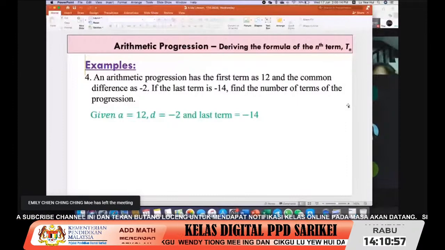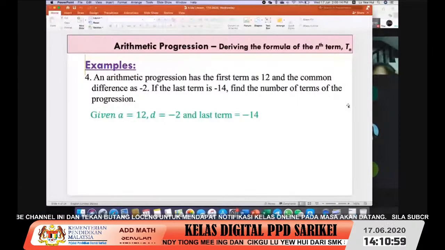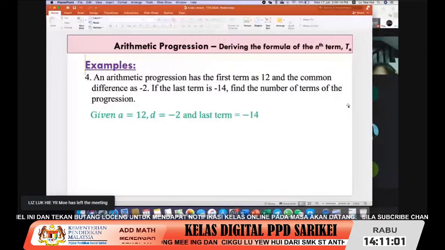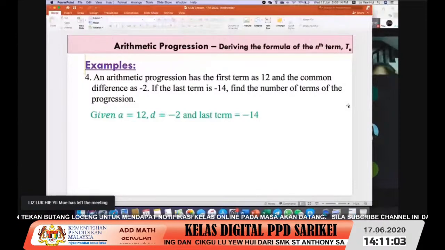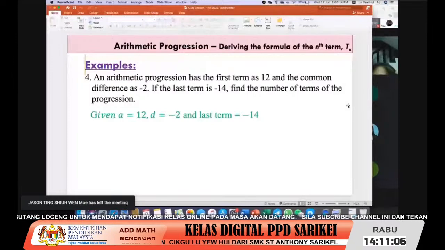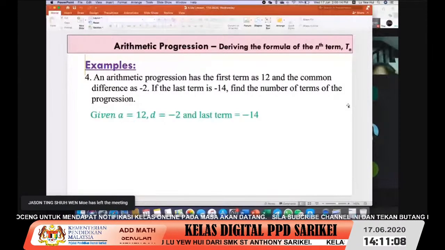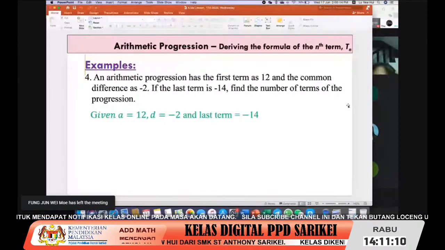Right, and the last term is negative 14, continue. Find the number of terms of the progression. All right, number of terms stands for n. So that means this question asks us to find n. Carikan nilai n. Okay.